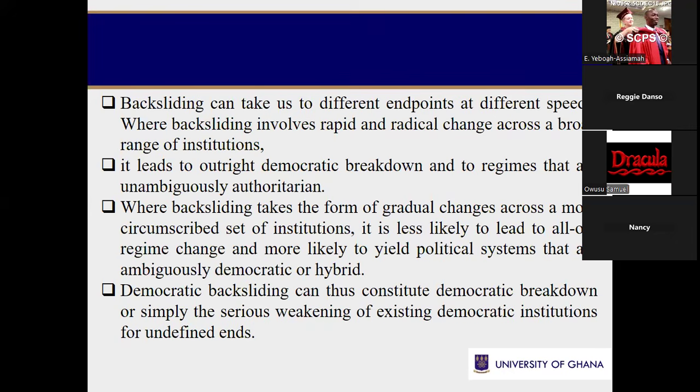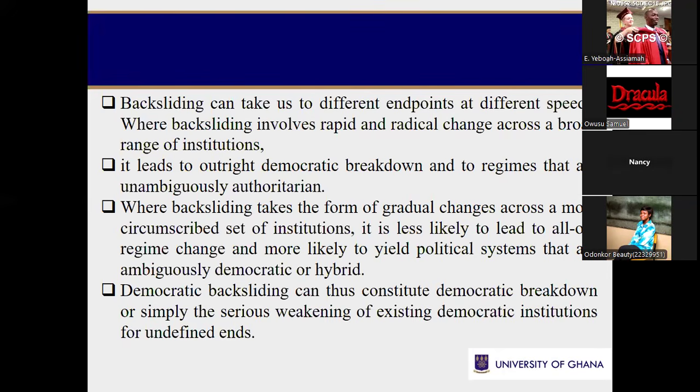That is typically how the military takes over. It happens in a sudden manner, very rapid and revolutionary in nature. So that one, the country is no longer a democracy. The military seized power. That one is something you can easily notice. You can explicitly know that there has been a backsliding in, let's say, Niger, Mali, or Burkina Faso. That one is more sudden and rapid.